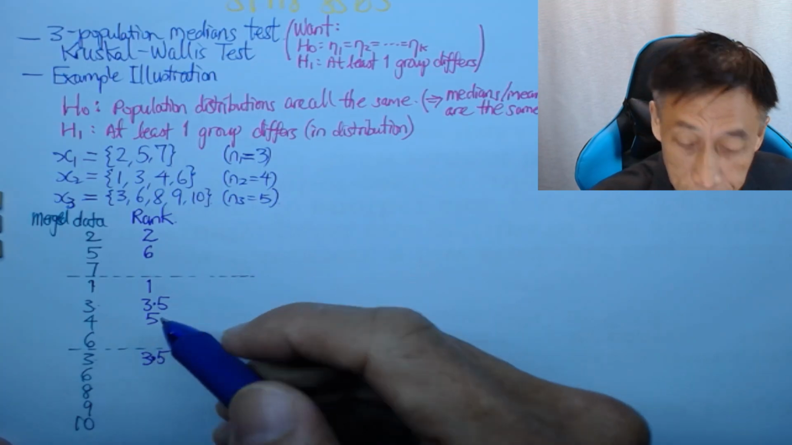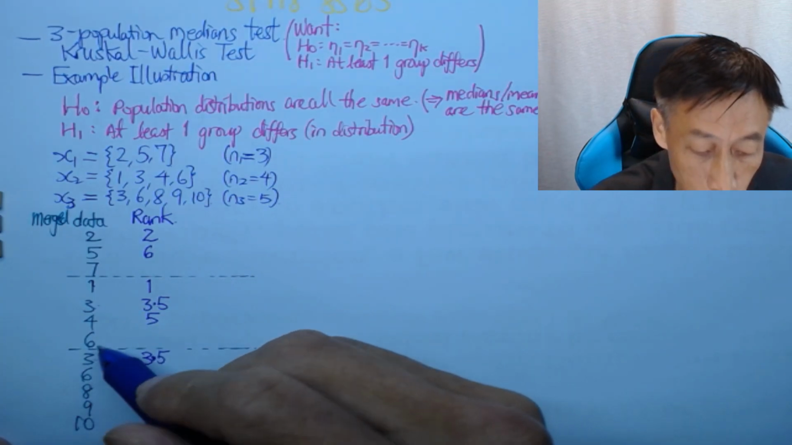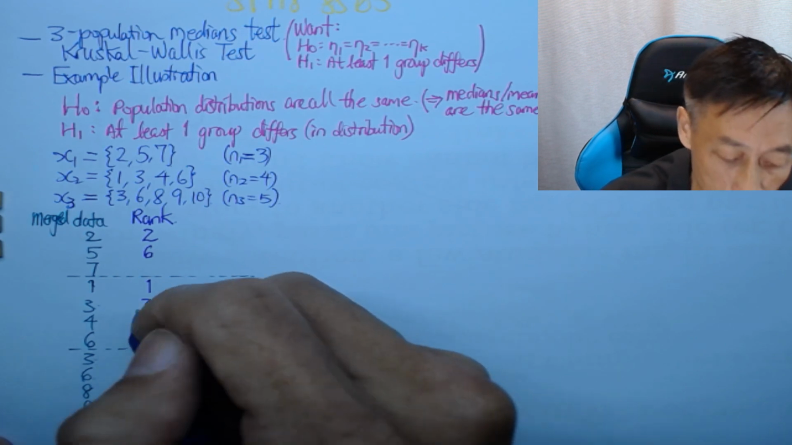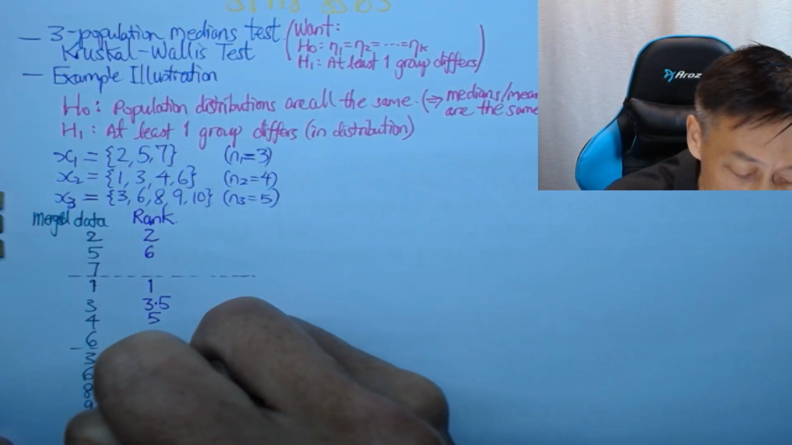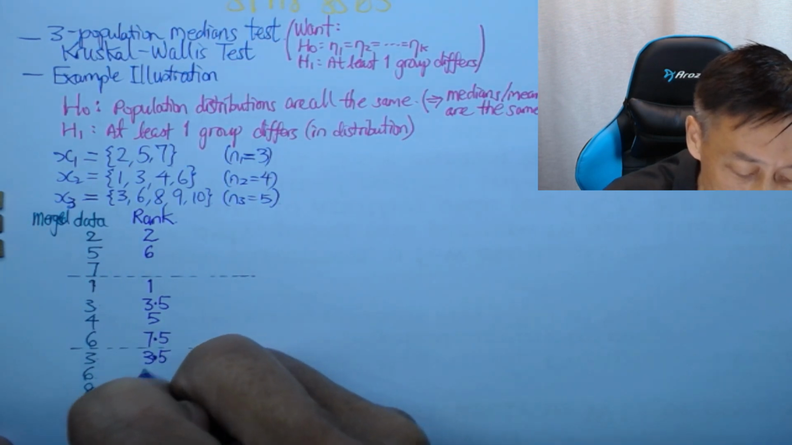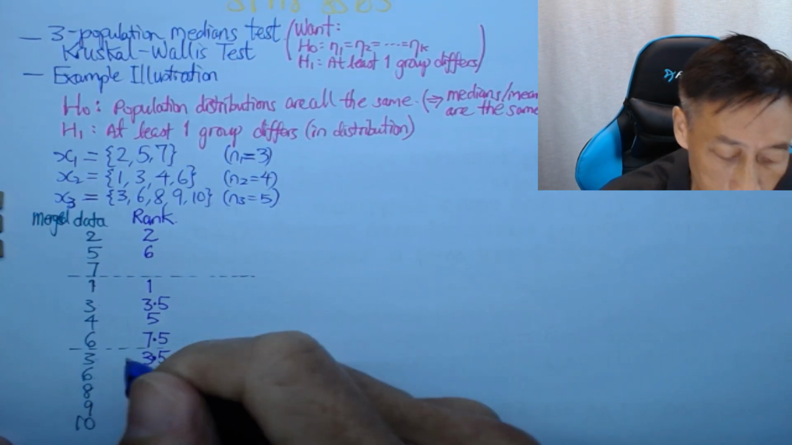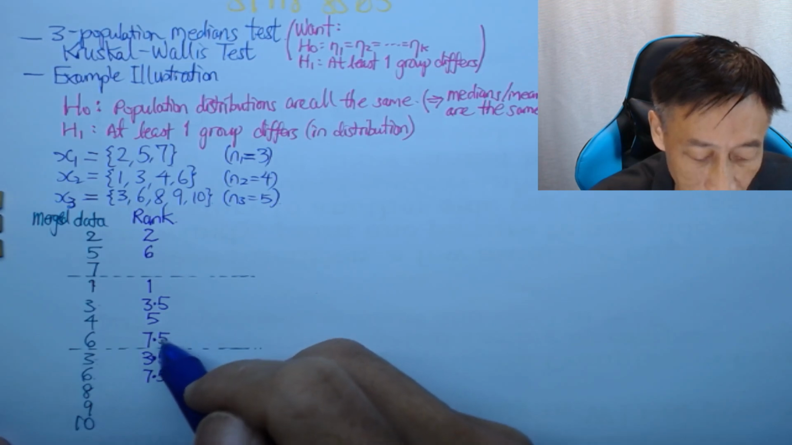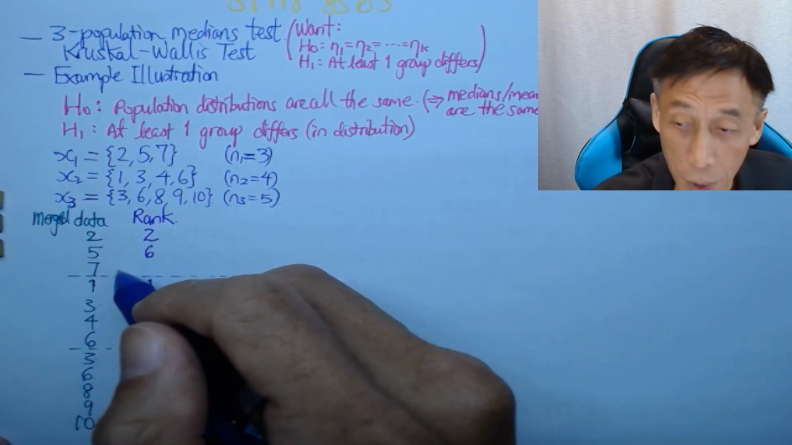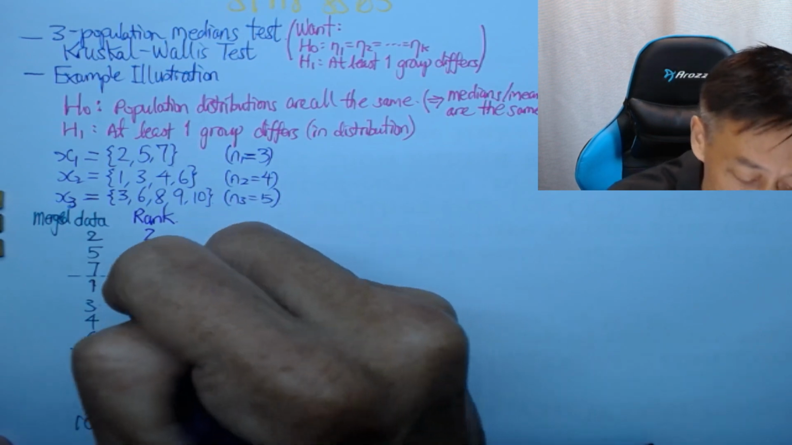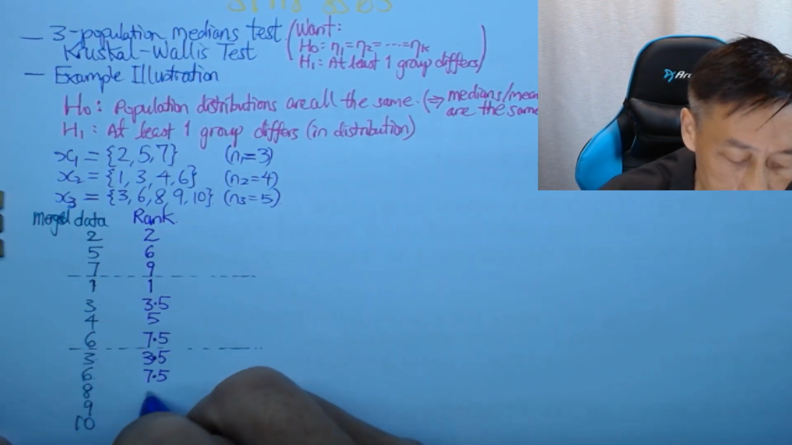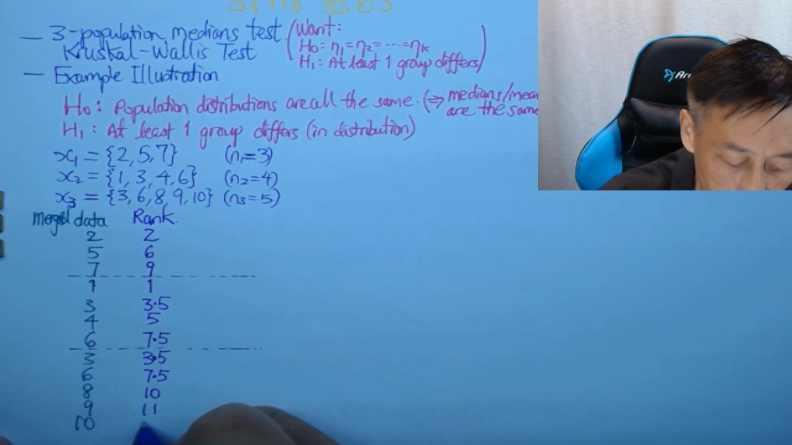Then 6, 8, there are 2 6s. Suppose we get rank 7 and 8, so we'll average them to get 7.5. Ranks 7 and 8 have been used up, so 7.5 replaces ranks 7 and 8. Then after that, we get 7, I think. Okay, so here 7 and 8 have been used up. So rank 9, rank 10, rank 11, rank 12.